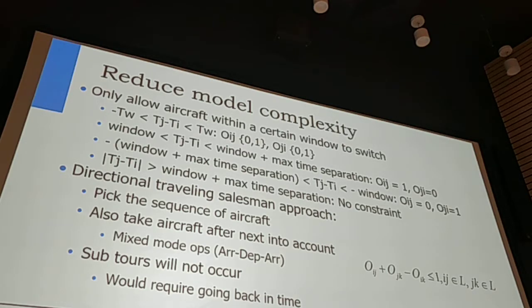We can also have a certain window where a switch is only allowed. So in that case, we'll look at a certain time window. The switch is only allowed within that time window, plus the maximum time separation. So we can, in that case, change our constraints.